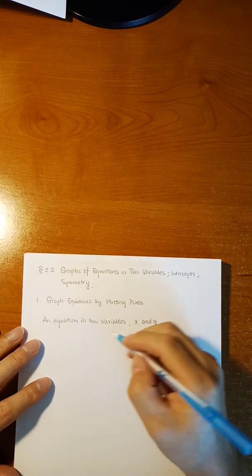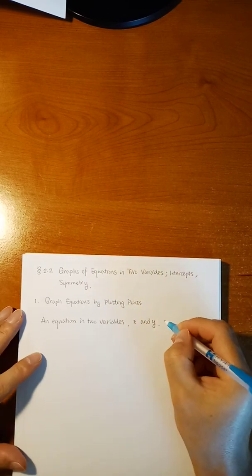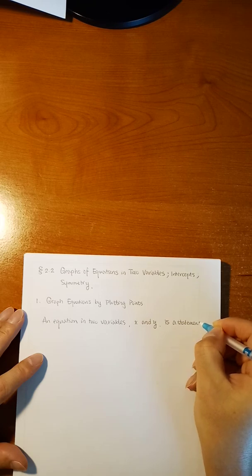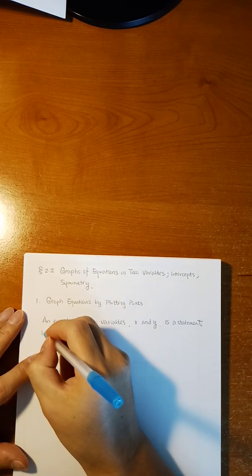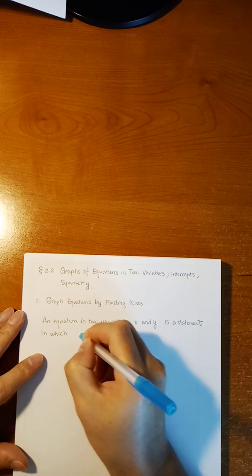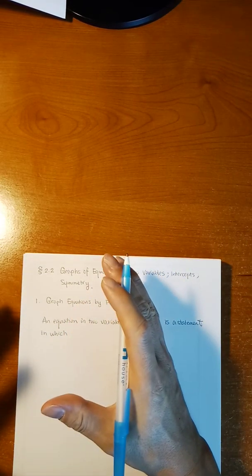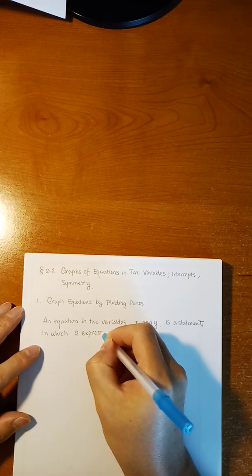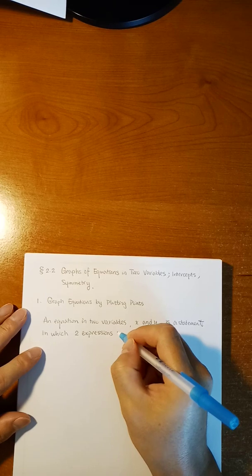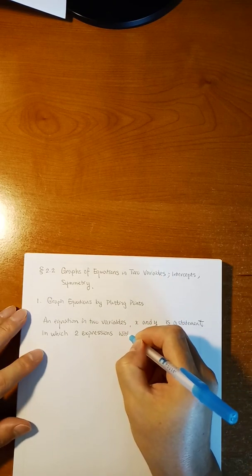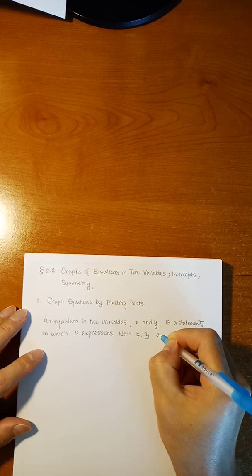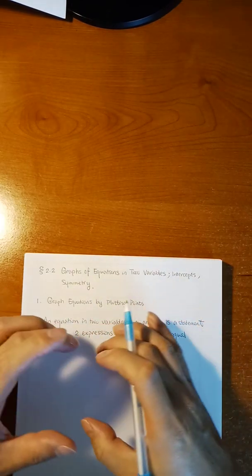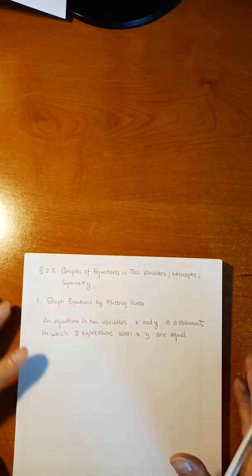Okay, and an equation is a statement in which two expressions involving x and y are equal. Two expressions involving just x and y are equal. So you definitely have some equality. It's not an inequality, it's an equality.